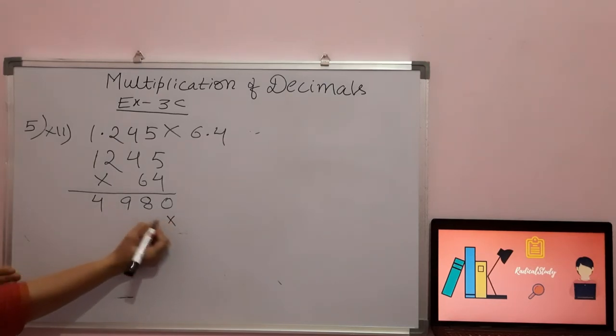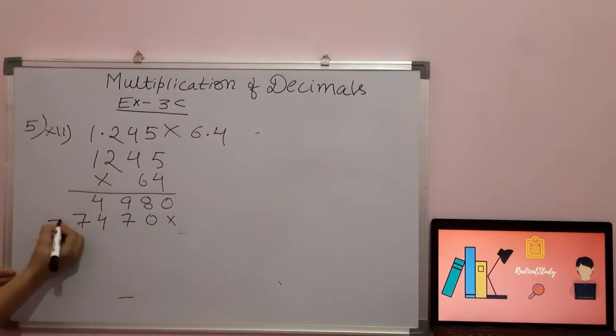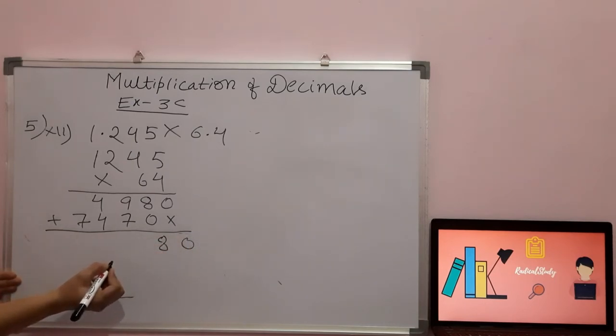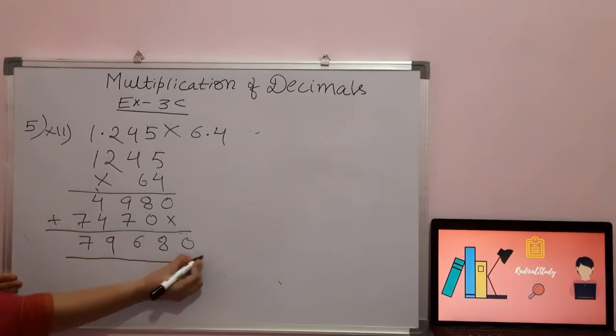Now the next step, 6 5s are 30, 6 4s are 24, 27, 6 2s are 12, 13, 14, 6 1s are 6, 7. Now I am going to add it for you. 9 plus 7 will be 16. Here it will be 1 carry, so here it will be 9. So the answer is 79680.